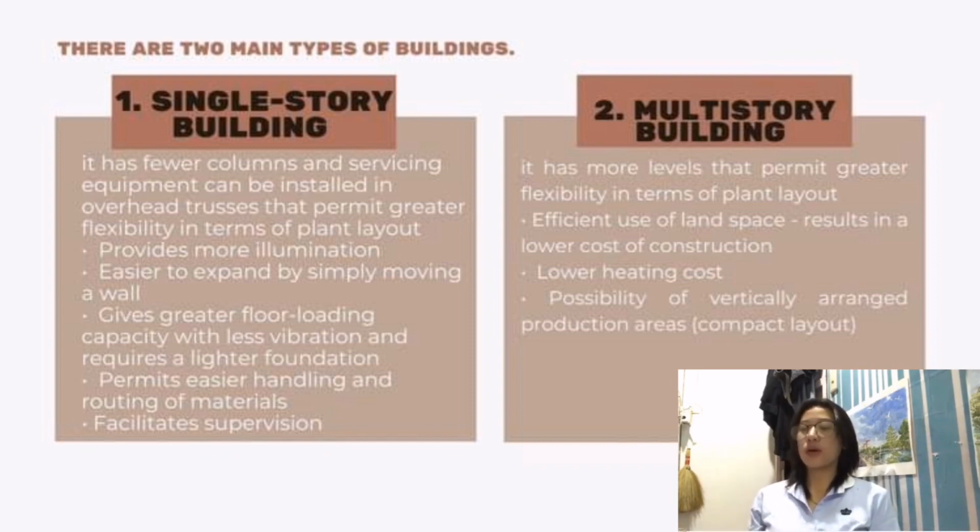The first one is single-story building, which has fewer columns and servicing equipment can be installed in overhead process that permit greater flexibility in terms of plant layout. It provides more illumination, is easier to expand by simply moving a wall, gives a greater floor loading capacity with at least variations, and requires a lighter foundation, permits easier handling and routing of materials, and facilitates supervision.